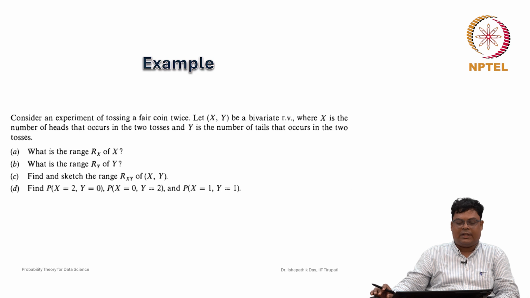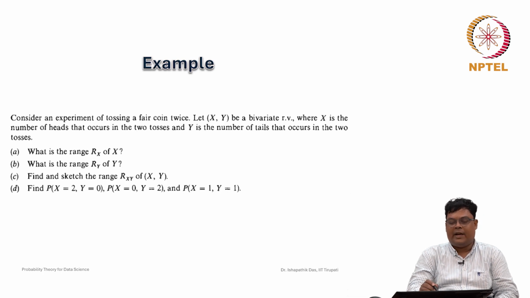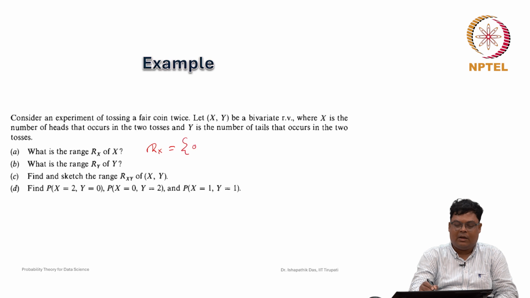Now, this example we have already discussed. Consider an experiment of tossing a fair coin twice. Let XY be a bivariate random variable, where X is the number of heads that occurs in 2 tosses and Y is the number of tails that occurs in the 2 tosses. What is the range Rx of X? We have already discussed, this is nothing but {0, 1, 2}, and the range of Y is also {0, 1, 2}. Find and sketch the range Rxy.